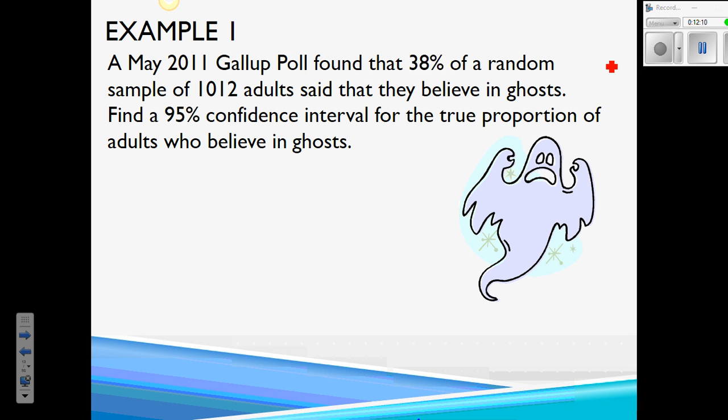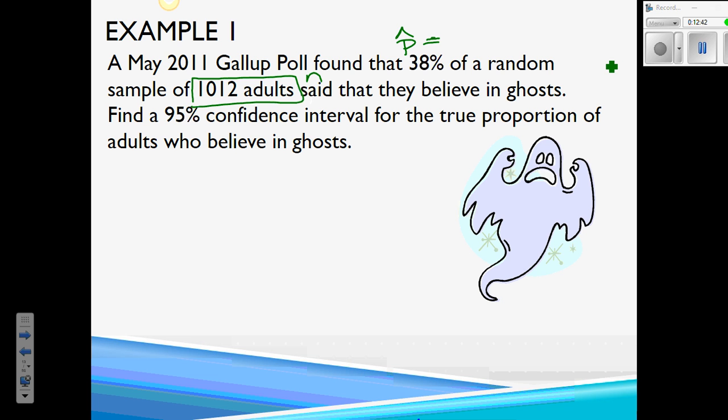You understand the scenario? What does this 38% represent? Is that P? No, it's not P because we don't know what that is. What is this? That's P hat. You guys with me on P hat? Okay, cool. You need to be able to understand, when you see a proportion, is that a P hat or is that a P? That's very important because sometimes I don't think you guys read very carefully. So that's P hat. This is our N, right? So we have 1,012 adults.